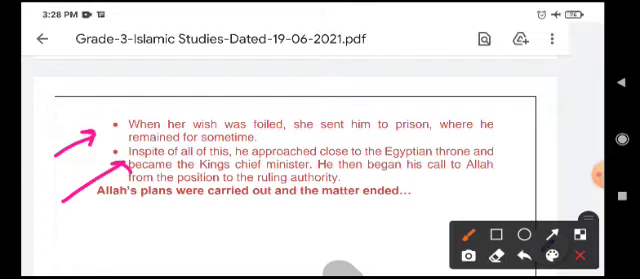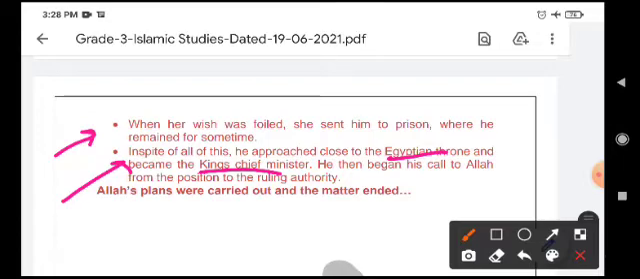First, he was dropped in a well. Then Zuleika imprisoned him. He approached close to the Egyptian throne and became the king's chief minister. When the king noticed that the allegations put on Yusuf were completely fake, he made him his chief minister. Then he began his call to Allah from the position of ruling authority. Then the journey from minister to ruler was guided and planned by Allah.